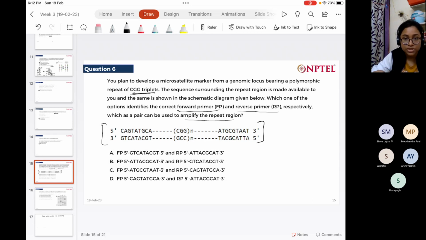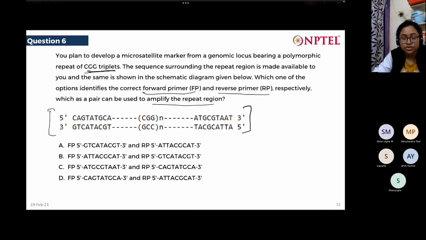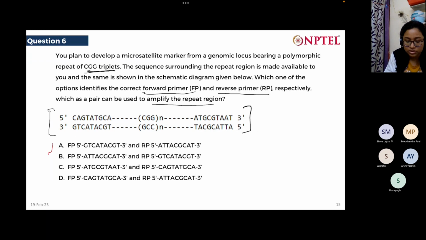As I already told, for PCR you need both forward and reverse primers. So what do you think will be the correct option here? I'm zooming it out for you so that you can carefully see the given sequences and try to match the given options. Guess any answer, even if you're not understanding. It's not an exam, so it's fine.